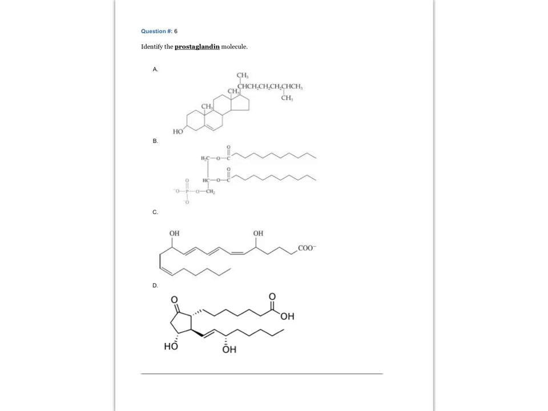Question number 6. Identify the prostaglandin molecule. The answer is D. The 5-membered ring is the characteristic of a prostaglandin. Above, this is an unsaturated carboxylate salt, or an unsaturated fatty acid salt. This is a phospholipid, so it contains phosphorus, and this is cholesterol, but cholesterol is a category of steroid. It's characterized by this 4-membered fused ring system.